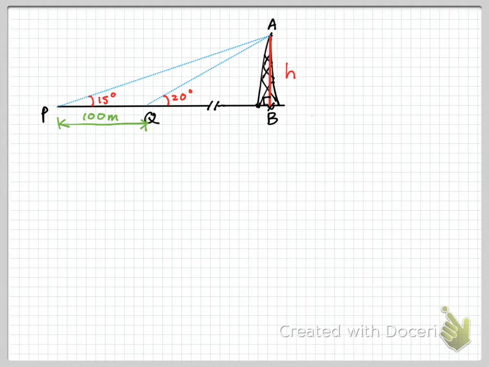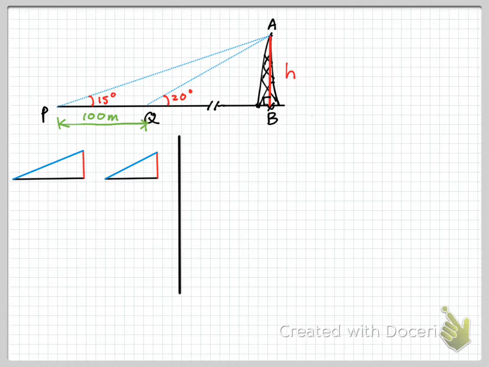I will share with you two different approaches we can handle this question. We can do it with or without the sine formula. Maybe first I show you the way without the sine formula. Without the sine and cosine formula, we rely on the trigonometric ratios. So we have these two triangles, ABP and ABQ.